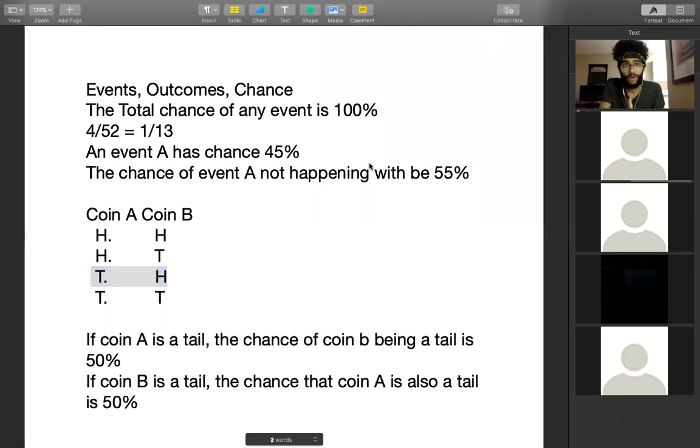One question I want to ask you is, does anybody feel that there is another outcome possible which has not been listed on this table? If you do, just type it in the chat. We have 2 coins which are being tossed, and I've just listed down the different ways in which they can fall. I feel that coin A can either be a head or a tail, and coin B can also be a head or a tail. So we just have head, head, head, tail, tail, head, tail, tail.